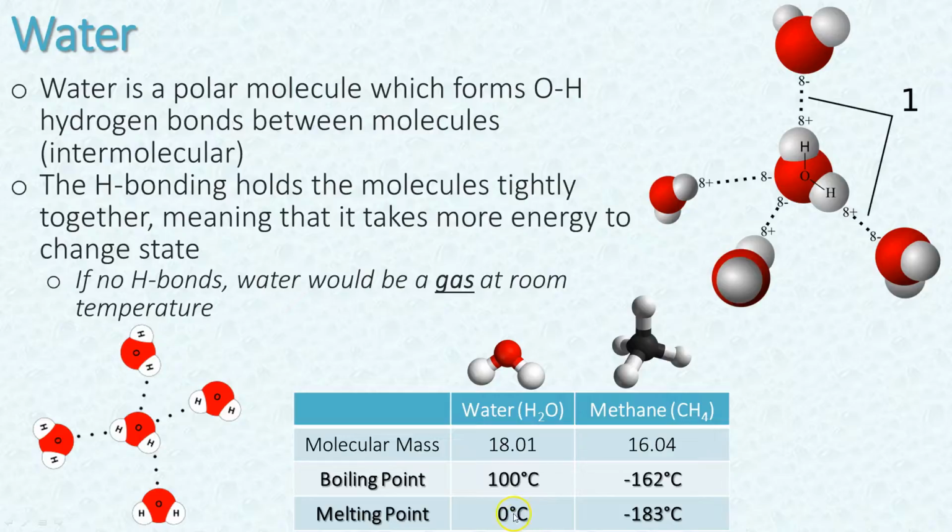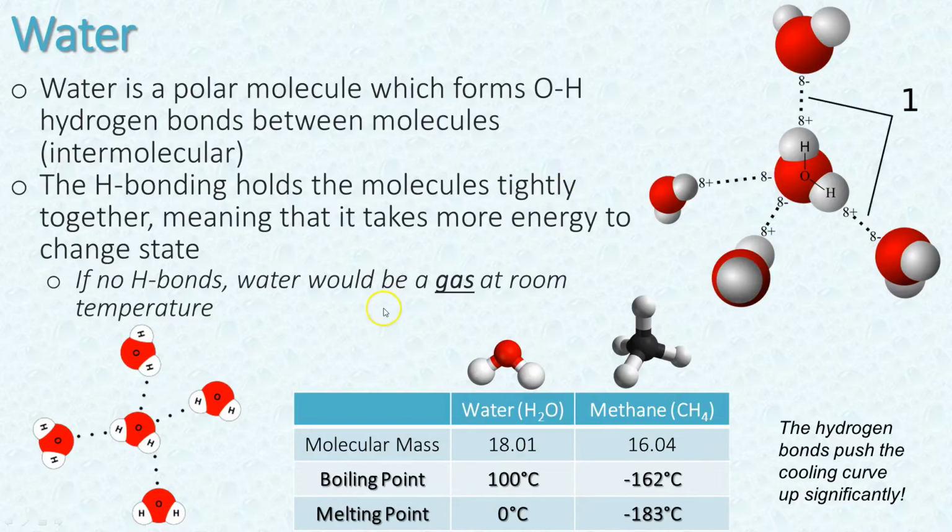Water's melting point is 0. Methane's melting point is negative 183 degrees Celsius. You have to take out a lot of energy from these things for them to start bonding with each other. Water doesn't have that issue because of those very, very strong hydrogen bonds. As a result of this, hydrogen bonds push your cooling curve up significantly. The cooling curve for methane would be very difficult to do because you'd have to get it down below negative 183 degrees Celsius. As a result of these hydrogen bonds, the cooling curve is way higher on water, and this is very important for life as we know it.